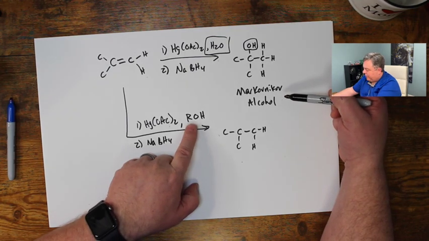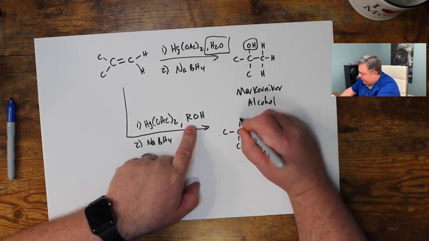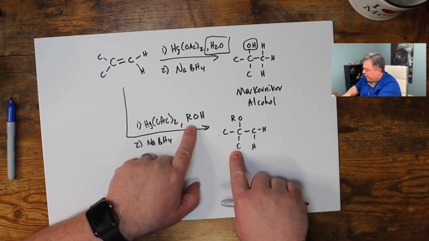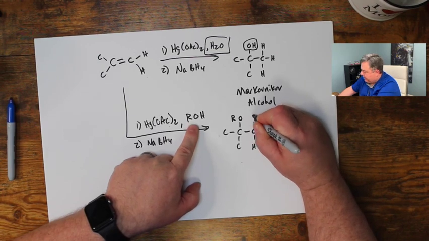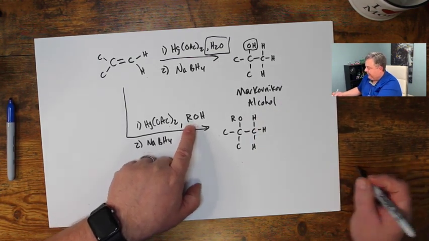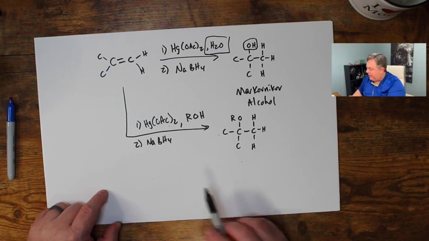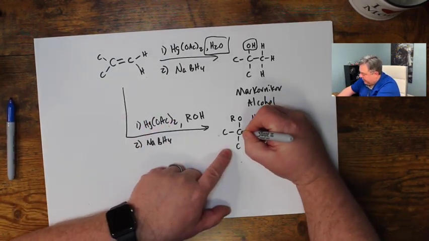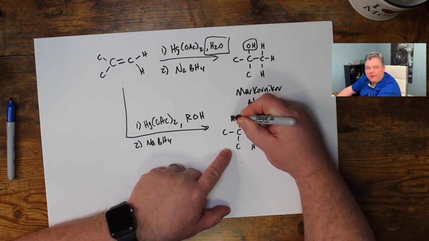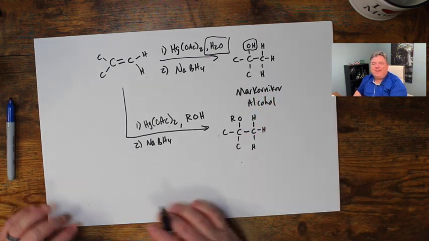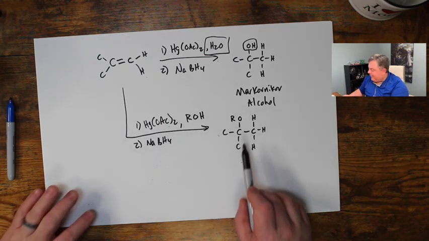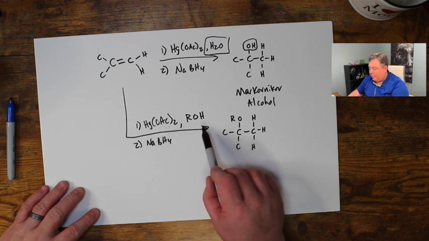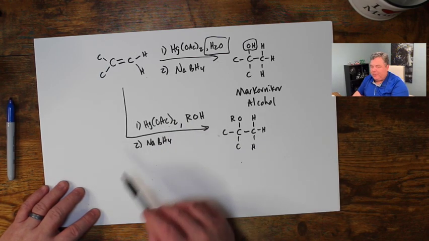Again, it makes a Markovnikov compound. So the special group, the OR, will go on the more substituted carbon, the more carbons on it, and the hydrogen of the alcohol goes on the other side. So we've added alcohol across the double bond. And I want you to see that my alkene now is a Markovnikov ether. There's a carbon, an oxygen, and a carbon. I made an ether this way. So that's the main idea on how to make Markovnikov ethers using mercuric acetate with alcohol as my solvent, followed by sodium borohydride.